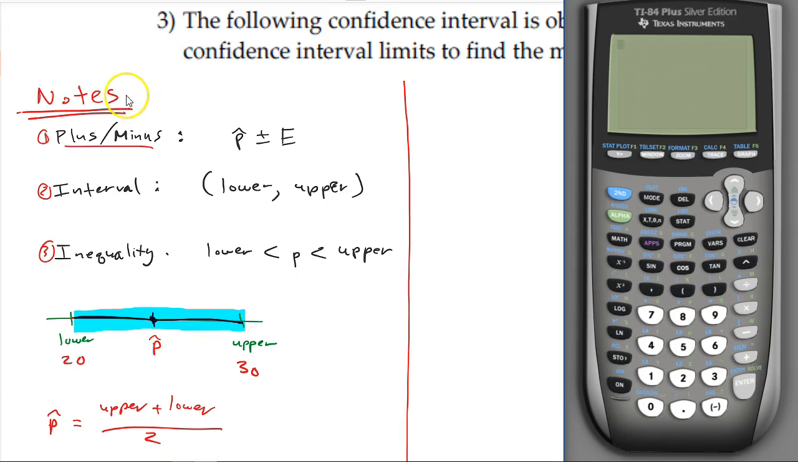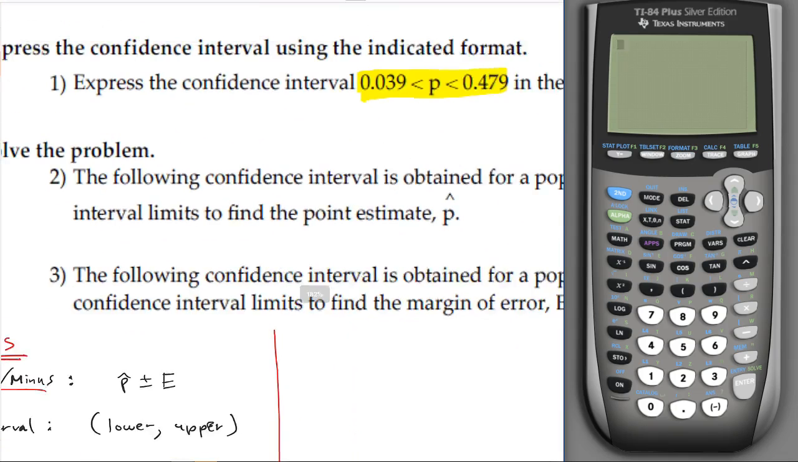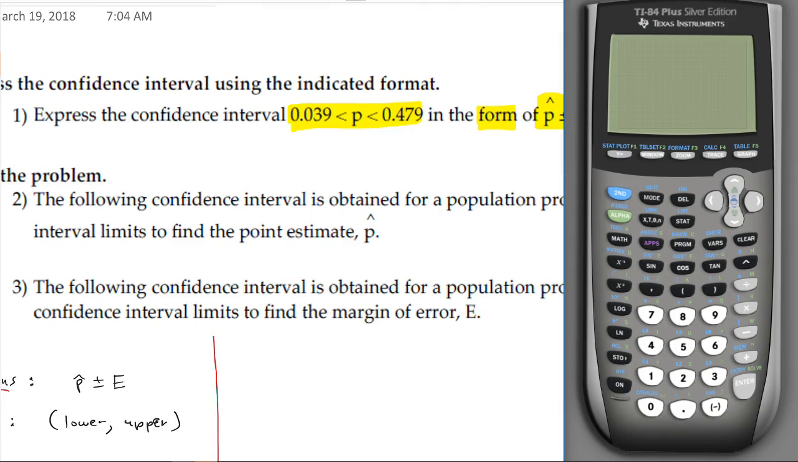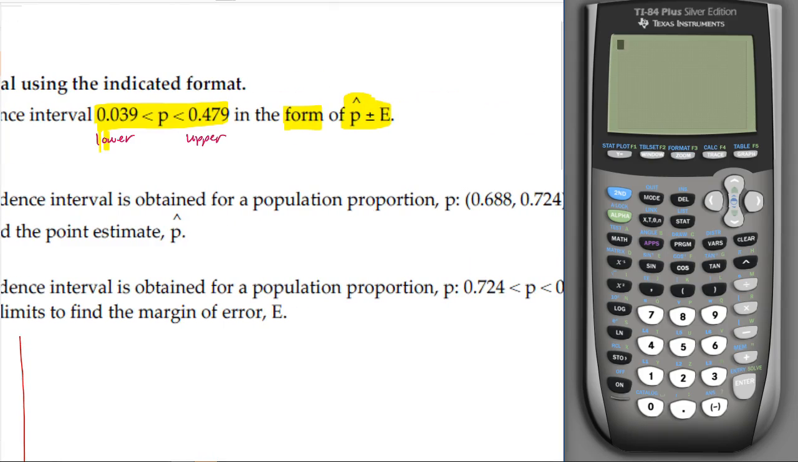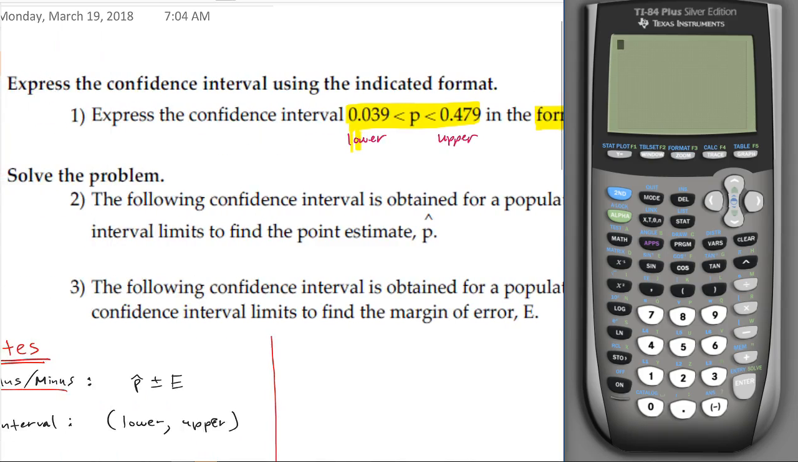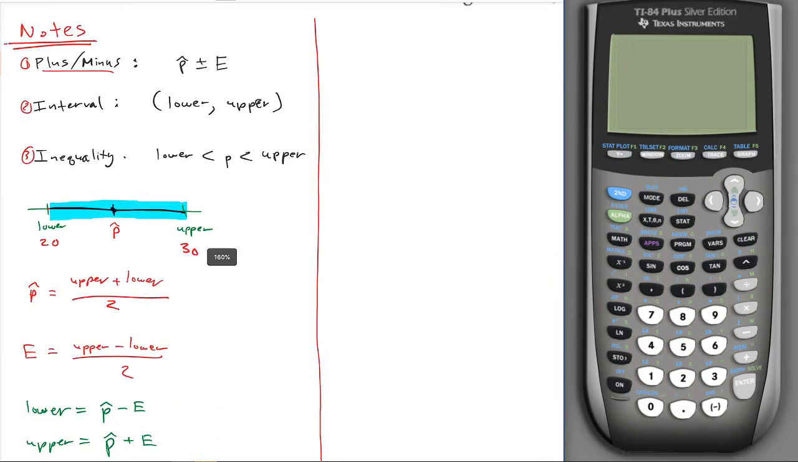The first one I referred to as the plus or minus form, which has p hat plus or minus the margin of error. And then we have the interval form and then the inequality form. In this problem, we're given the inequality form of a confidence interval, where this is the lower limit, this is the upper limit, and we want to convert it to the plus or minus form. So here's how we do that.